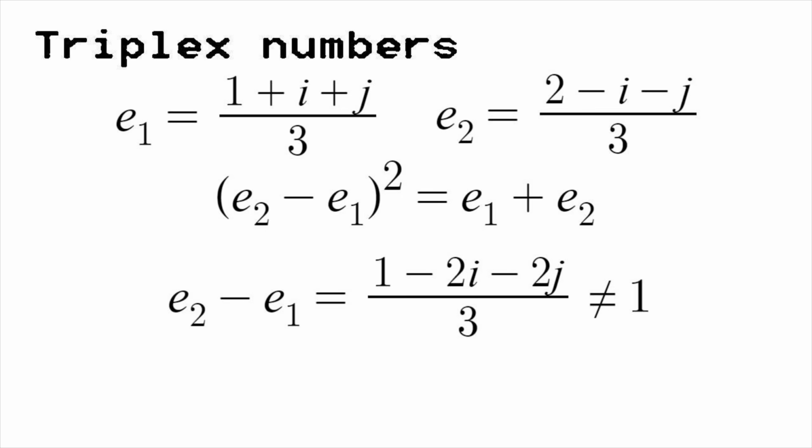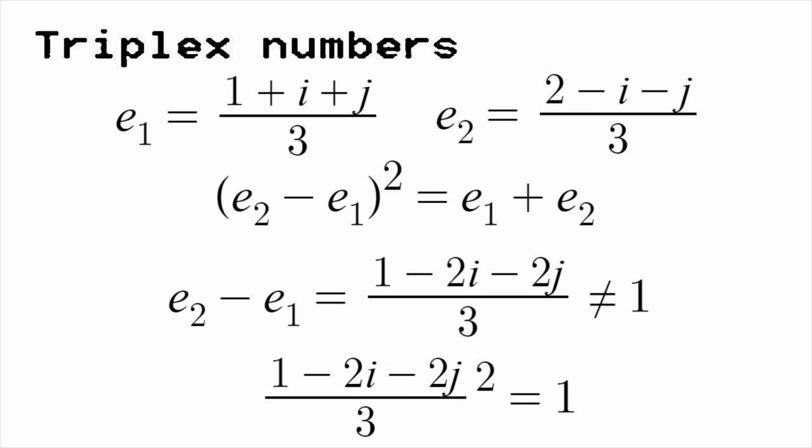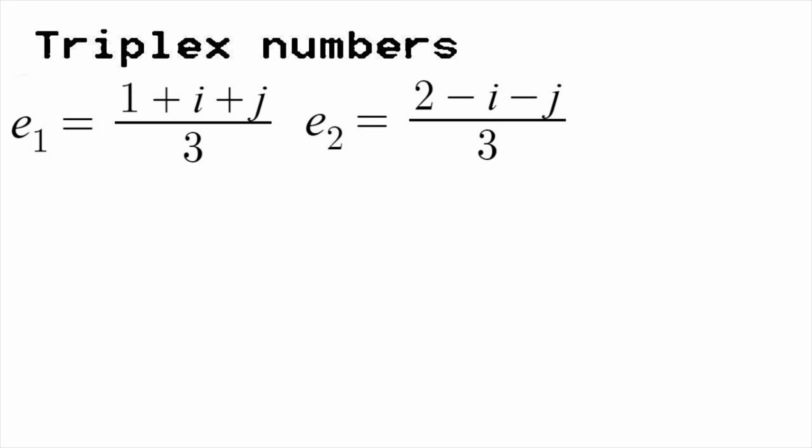(1 - 2i - 2j)/3 is an element that, when squared, gives 1, despite the fact that it is neither 1 nor negative 1. As such, the triplex numbers implicitly contain a quote-unquote solution for the split complex numbers, which is actually pretty neat. With E1 and E2, we're not actually finished. The triplex numbers have 3 components, so we're going to need a third component to complete the diagonal basis.